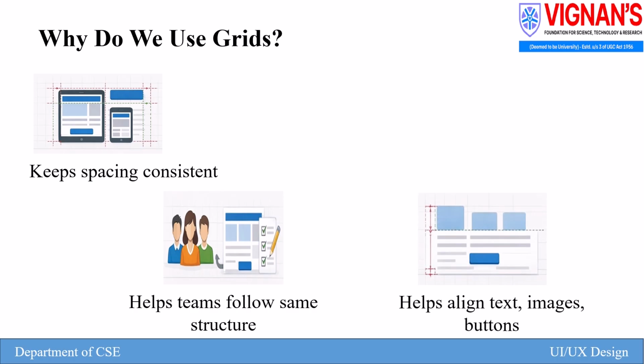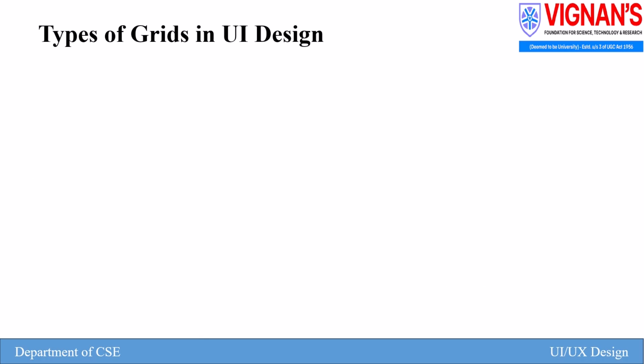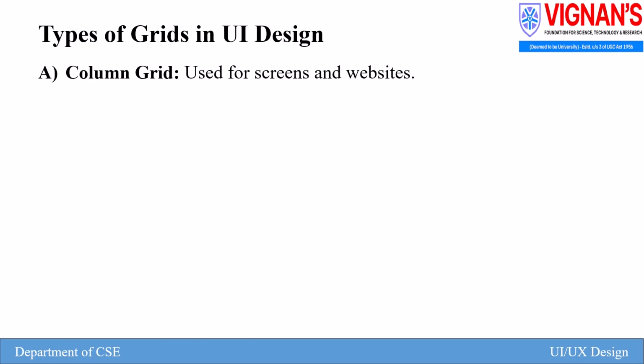Helps align text, images, buttons. It organizes elements in proper alignment. Makes responsive design easier. It helps designs adapt smoothly to different screen sizes. Types of grids in UI design. A column grid is commonly used for designing screens and websites.